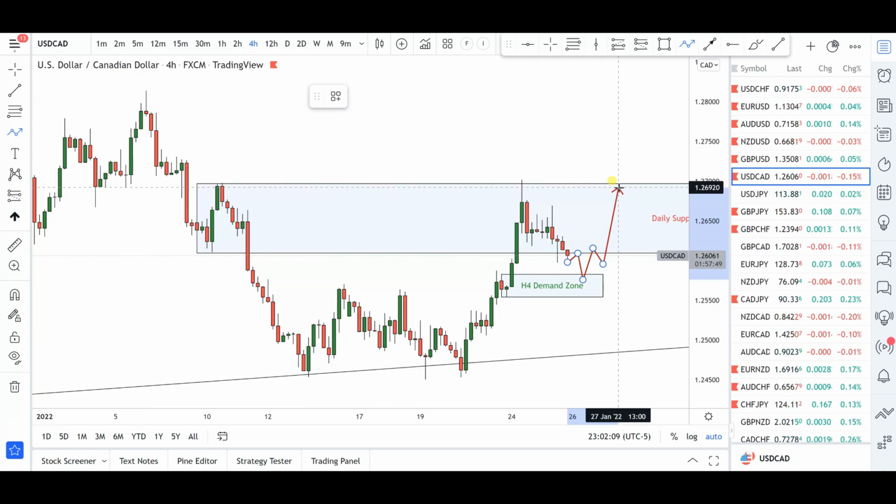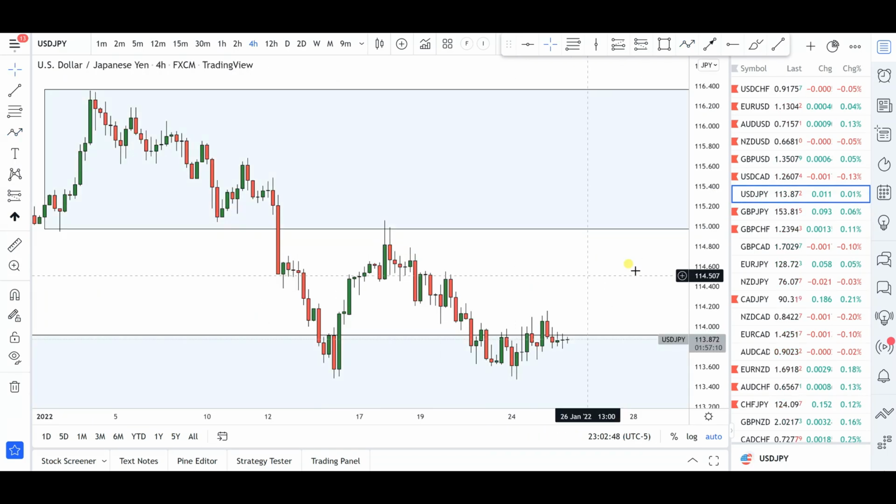Keep in mind that we have fundamentals coming out for US dollar and Canadian dollar in the form of interest rates tomorrow. So obviously, if this happens anytime from now till that interest rate decision, I am not going to be taking this trade. Okay, now next up, US dollar, Japanese yen.